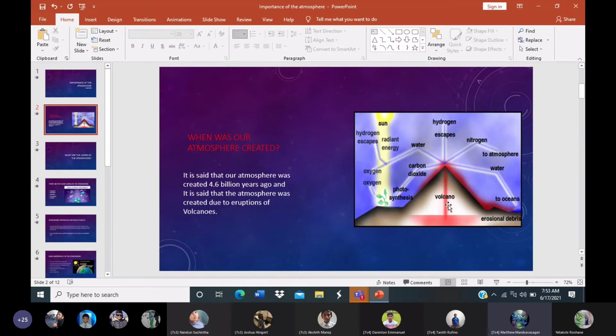As you can see here, in the volcano, carbon dioxide escapes, hydrogen escapes, nitrogen escapes, and oxygen also escapes. And water also escapes. Because of carbon dioxide, water and oxygen, photosynthesis happens, and because of the sun as well. When photosynthesis happens, we get food. Now the rest of the hydrogen forms the atmosphere.